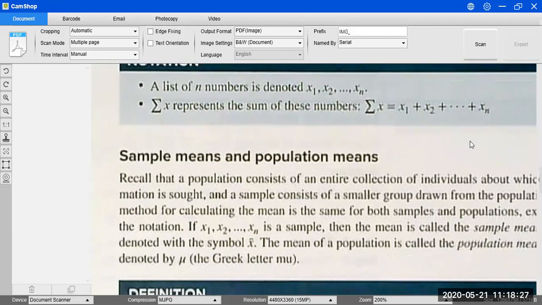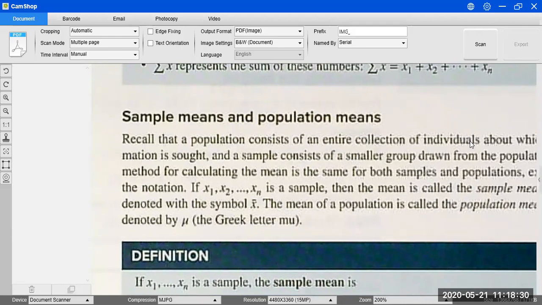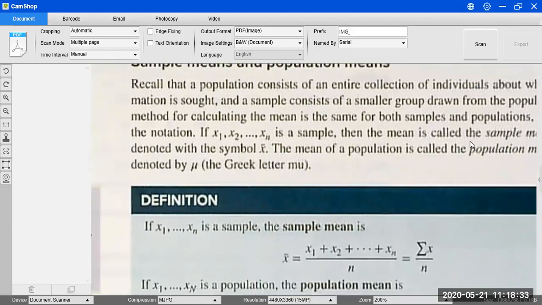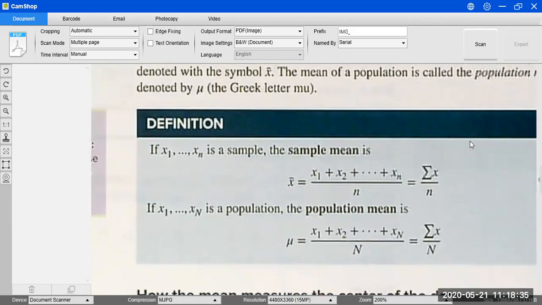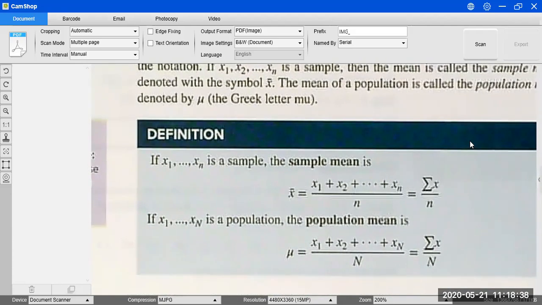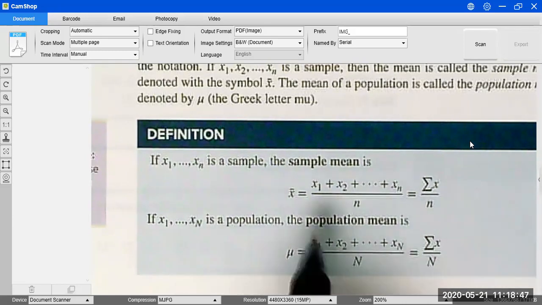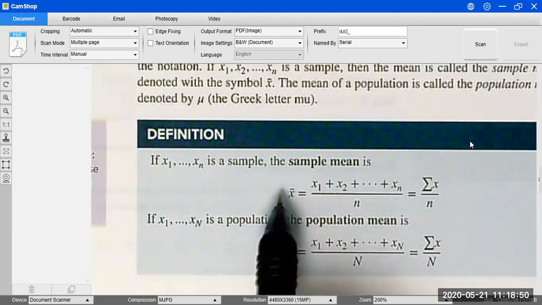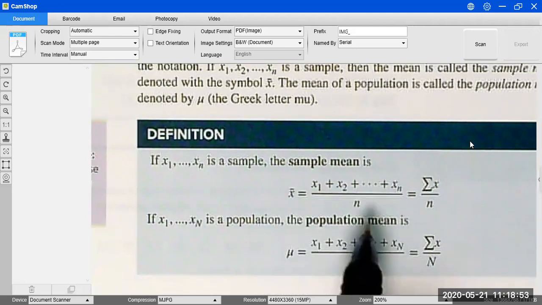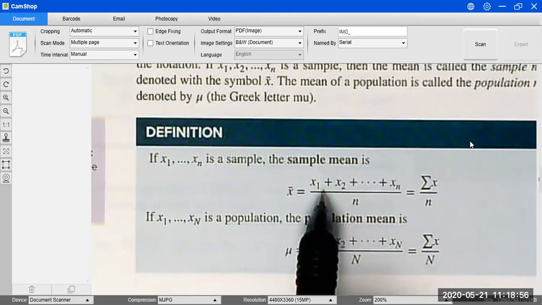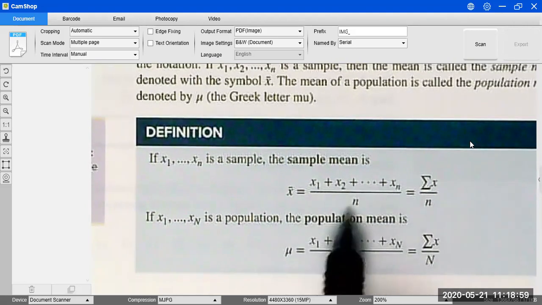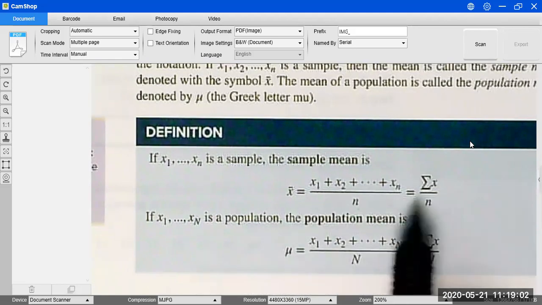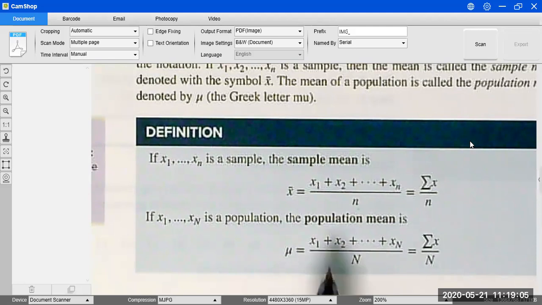Then we're going to start with learning about sample means and population means. The formula is going to be very, very similar. The difference is going to be just the information that we are using. So the sample mean is going to be indicated with x bar, an x with a bar on top of it. It's going to be obtained by adding up all the values and dividing that sum by the number of values. The formula is the same for the population. What we're going to change is just the symbol that we use to denote the mean of the population.